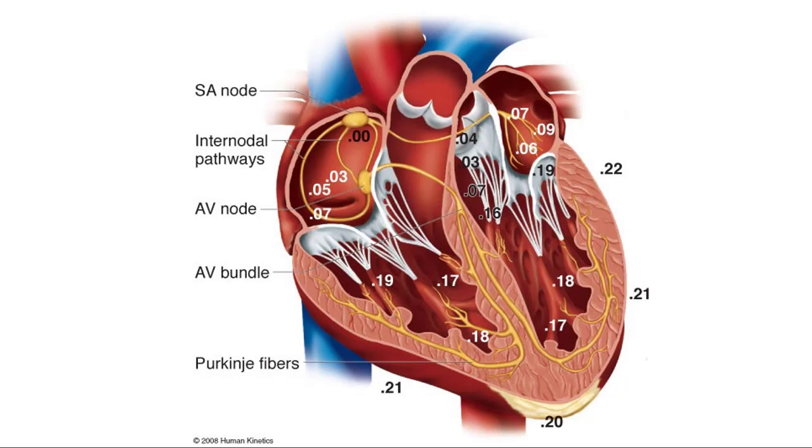So this is in tenths and hundredths of seconds. So from the SA node to the AV node, that took 0.03 of a second for that signal to get there. And then the longest time to get from the SA node all the way up to the ventricular walls here, 0.22, so about a quarter of a second to conduct a signal.